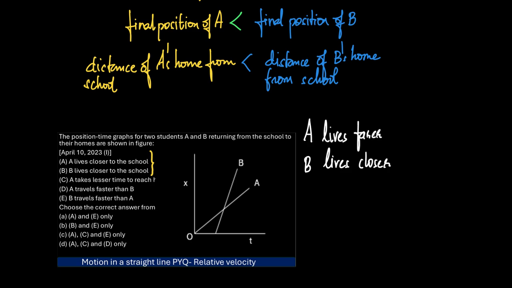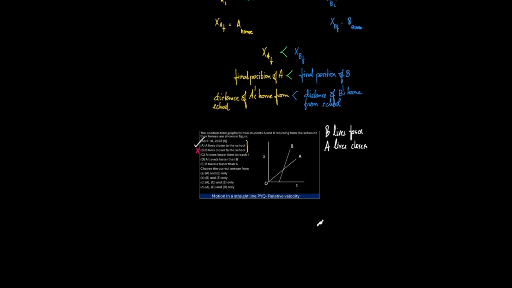Wait. Distance of B's home is greater than distance of A's, so it should be the other way around, right? Therefore, B lives farther and A lives closer. So from the first two statements, we have A lives closer to the school is correct, and B lives closer to the school is wrong. All right. Okay. Now let's discuss this next set of statements that are given to us.